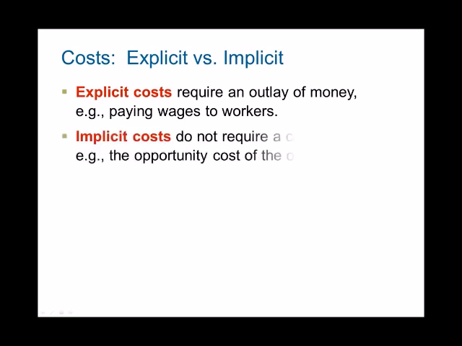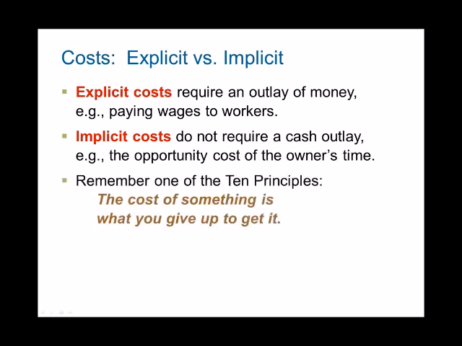On the other hand, there is something called implicit costs, and they don't really require a cash outlay, but they are still costs, and these are the opportunity costs of the owner. So one of the principles that we learned is that the cost of something is what you give up to get it.